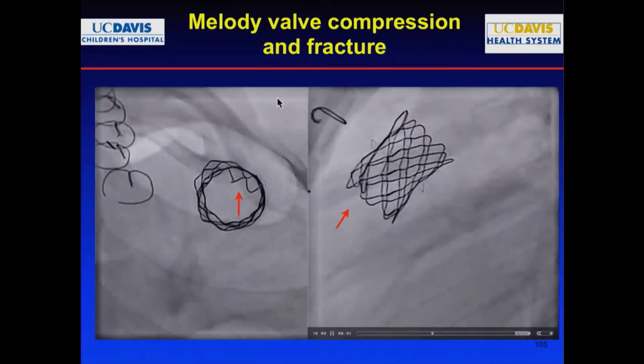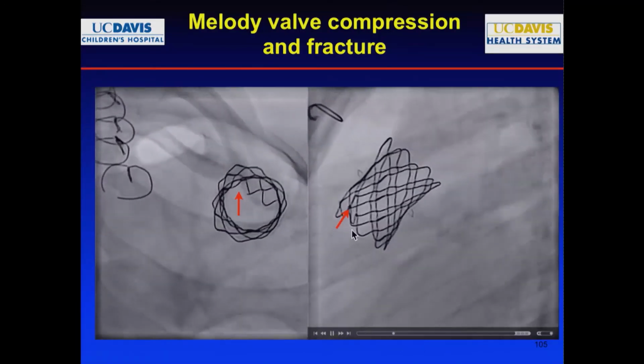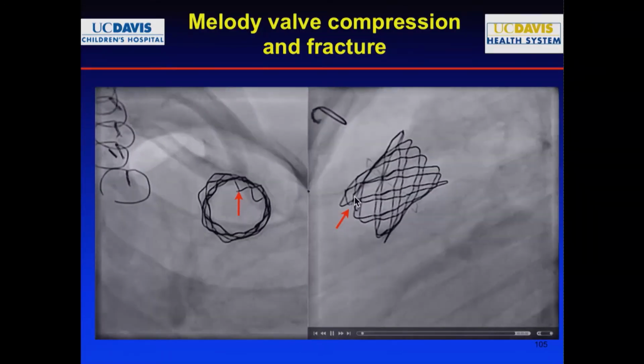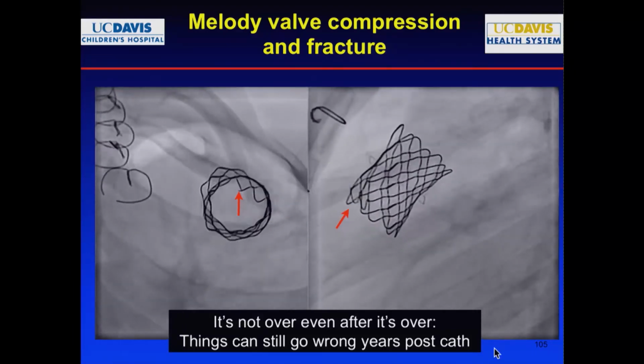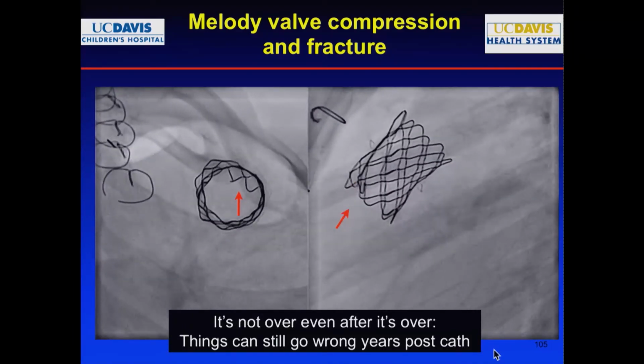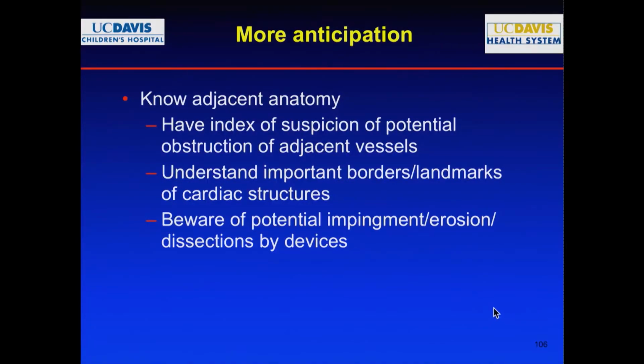All right, so here's another example, Melody valve, looks good, and you can see how there's a fracture here. And this happened later on. So again, it's not over even after it's over, because things can go wrong even years afterwards. So more anticipation. You know your adjacent anatomy, have to have a high index of suspicion for potential obstruction of adjacent vessels, understand the importance of borders and landmarks of the cardiac structures, be aware of potential impingements, erosions, dissections by the devices.